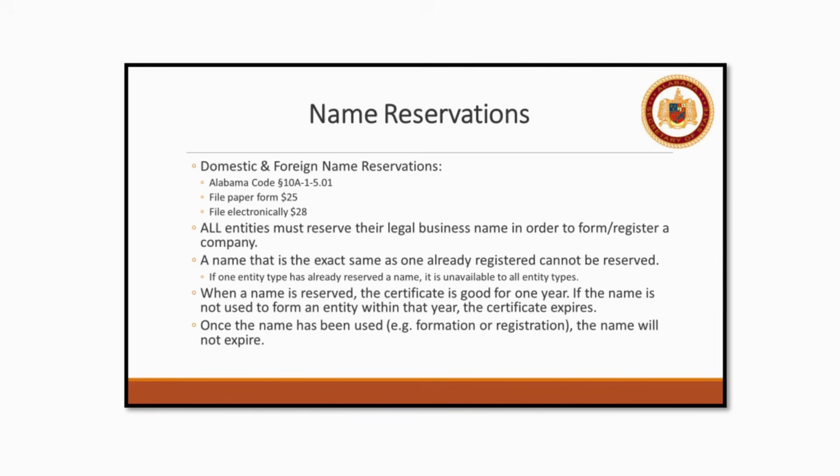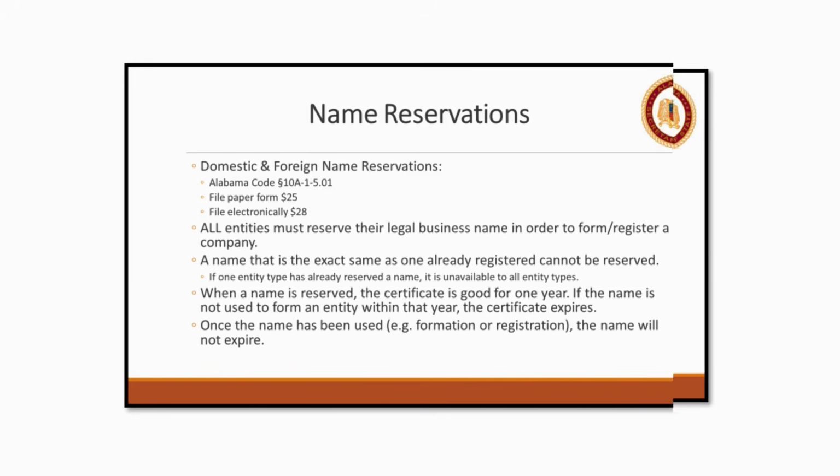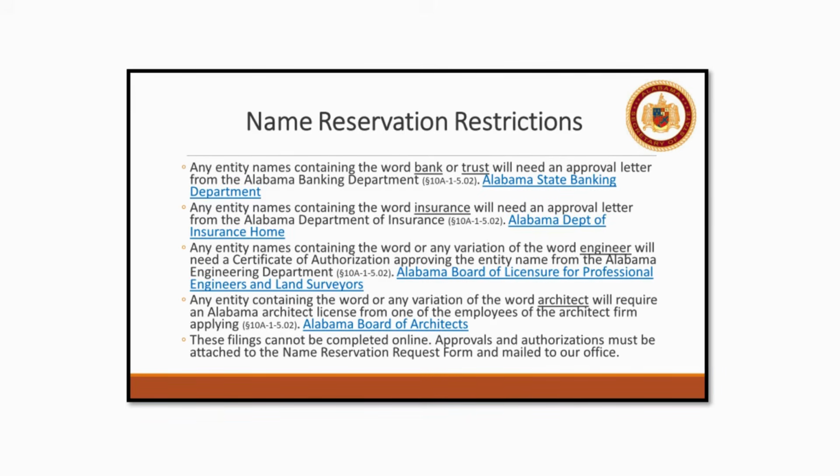If the session times out, you will need to wait 2 hours before attempting the application again. If you start the application before the 2 hours, the name will appear unavailable. Some names cannot be reserved online due to restrictions. For example, names including words such as insurance, engineering, or architect must mail in the form with appropriate approval letters. Once a name is reserved, the certificate is good for 1 year.